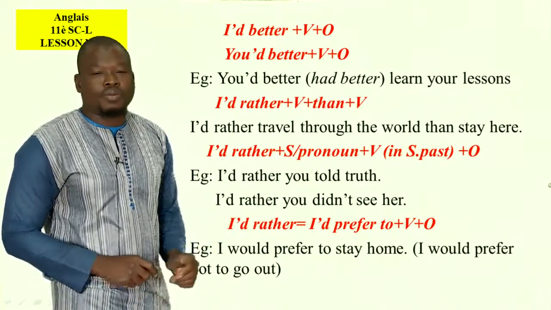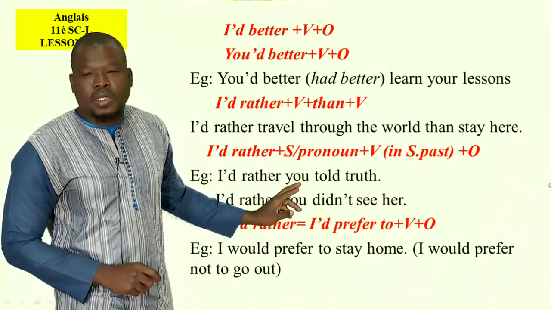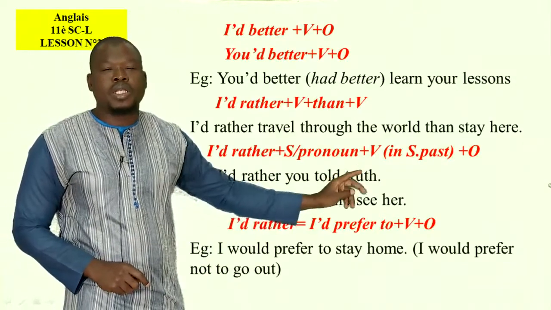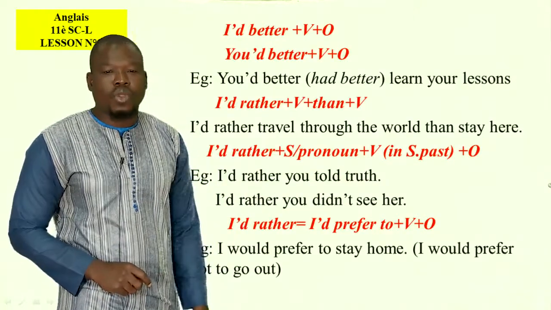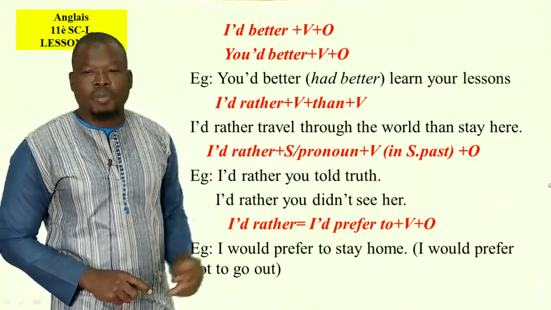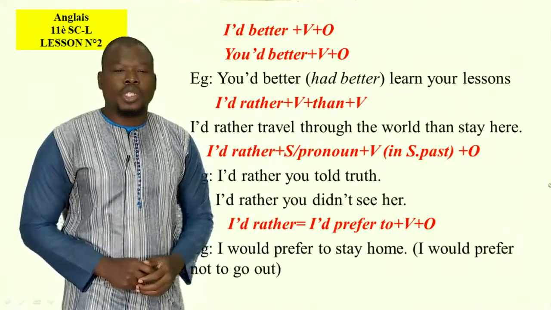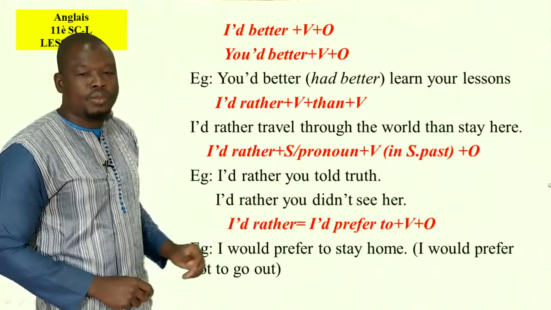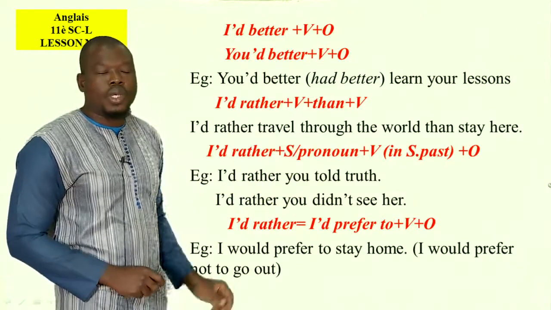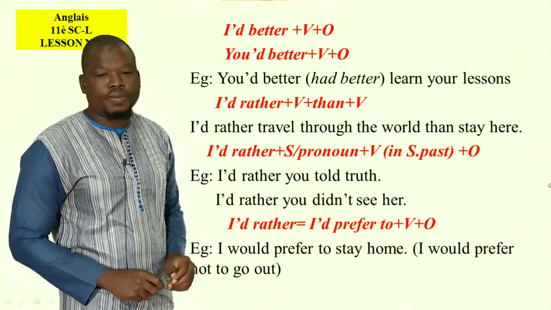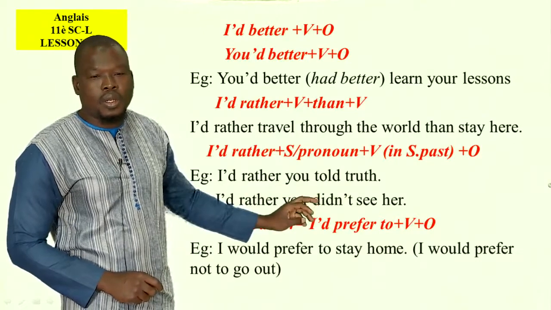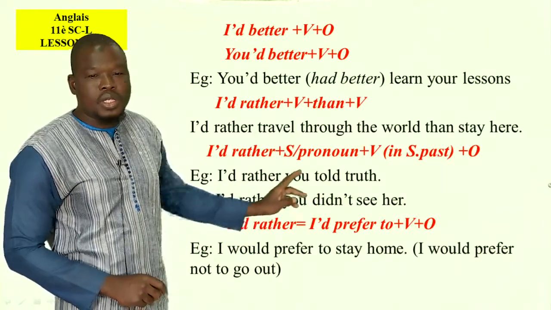Another expression: I'd rather plus a subject or a pronoun if you want, plus a verb in simple past and then an object. We have two examples here. The first one is, I'd rather you told truth. And I'd rather you didn't see her.